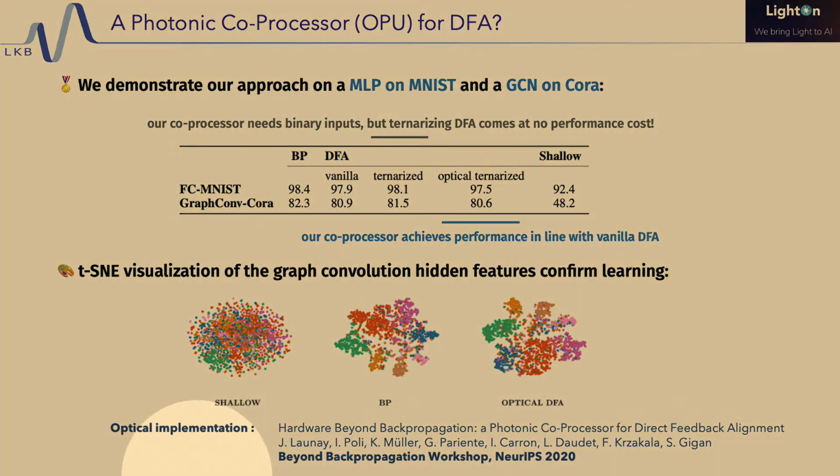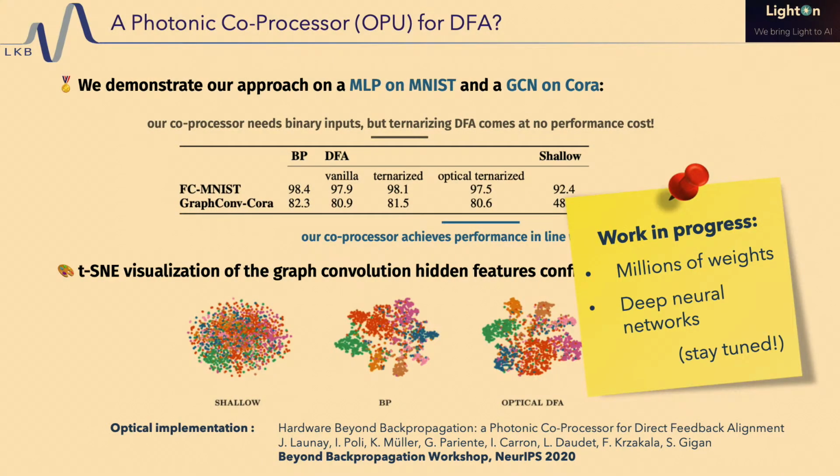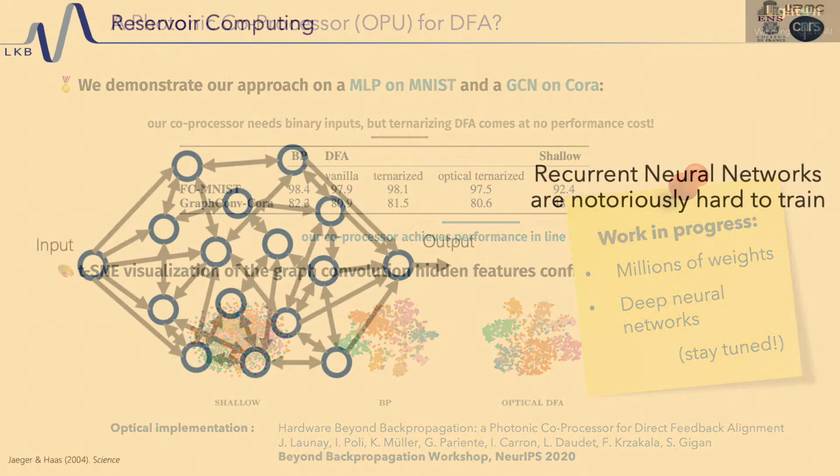And just to show you some very simple results on some very simple tasks. So on MNIST and GraphConv, backpropagation would give you this kind of numbers. And if you do this direct feedback alignment with optical ternarization, you get numbers which are almost on par with backpropagation. Okay. Of course, we're trying to scale that up to bigger and deeper neural networks at LightOn.